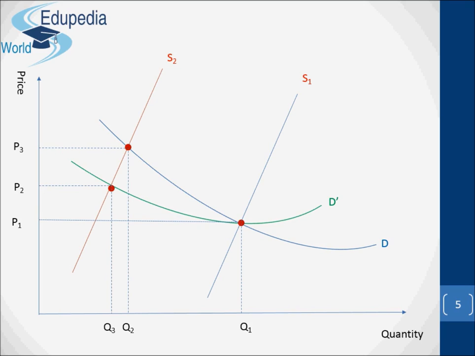Now, supply shifts to S2. What will happen to price and quantity? In the case of the less elastic demand curve D, there is a relatively large rise in price to P2 and a relatively small fall in quantity to Q2. Equilibrium is at point B. In the case of the more elastic demand curve D', however, there is only a relatively small rise in price to P3, but a largely fall in quantity to Q3. Equilibrium is at point C.